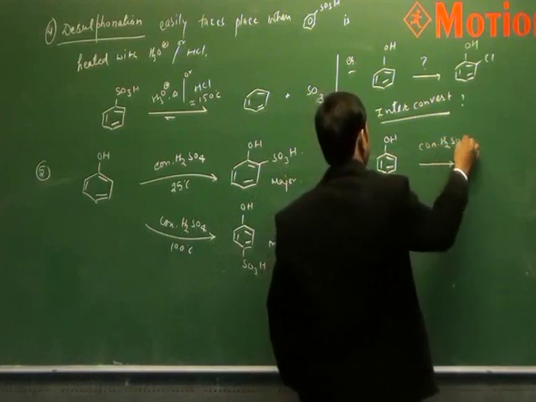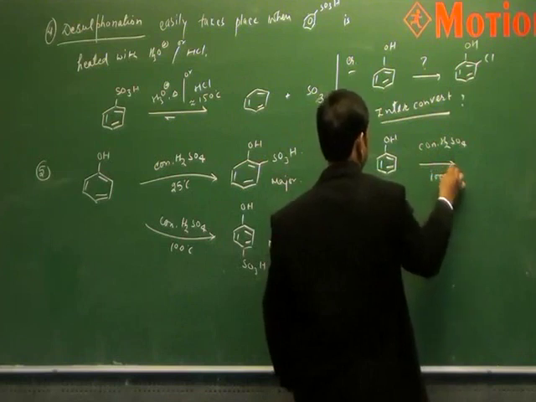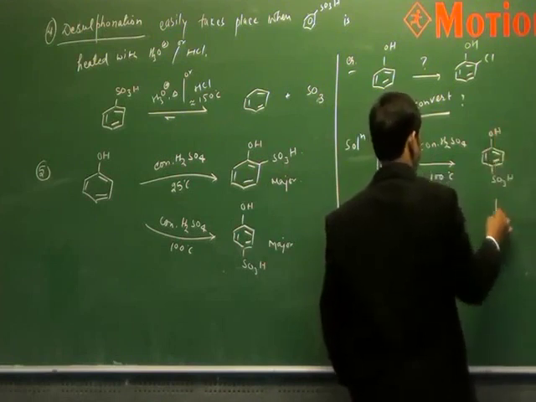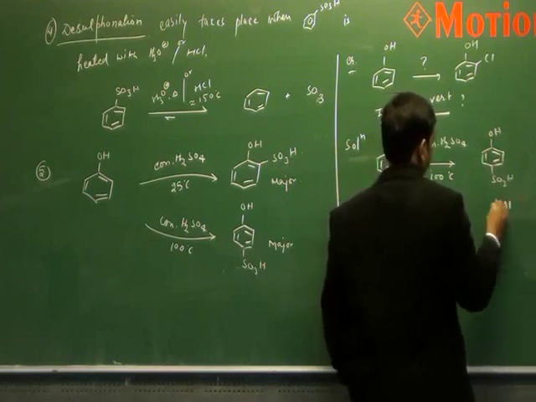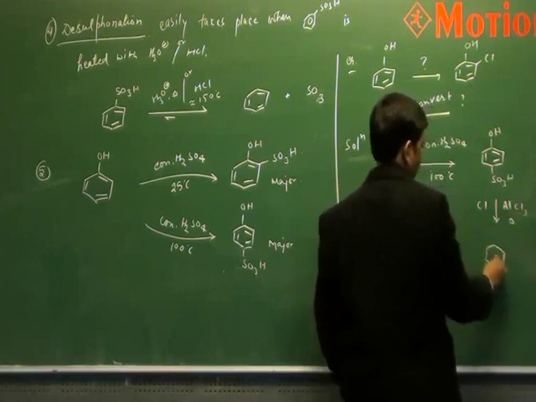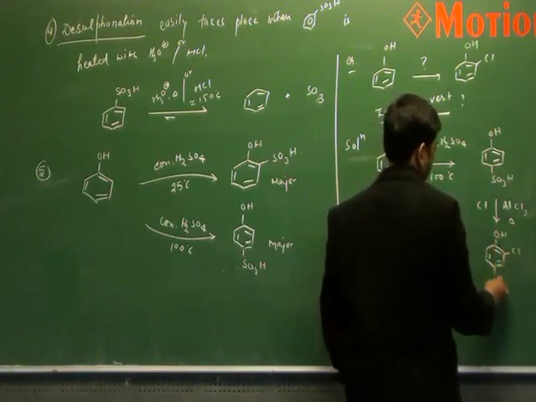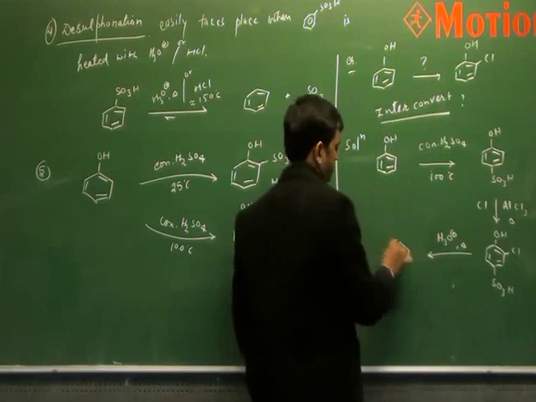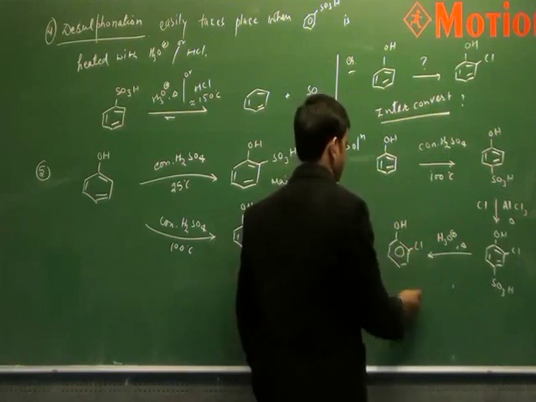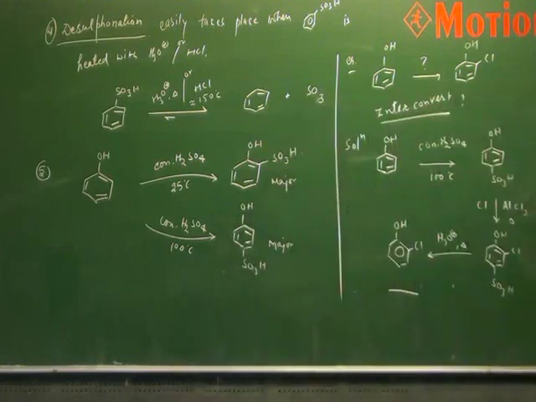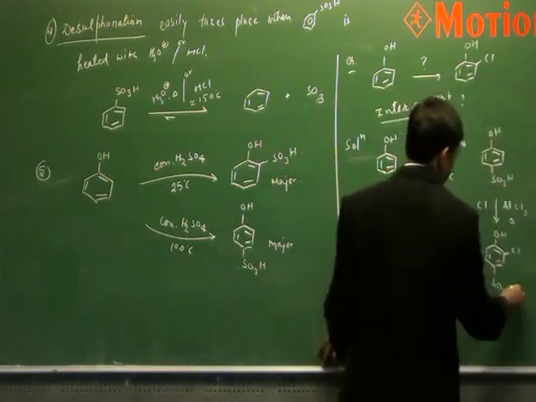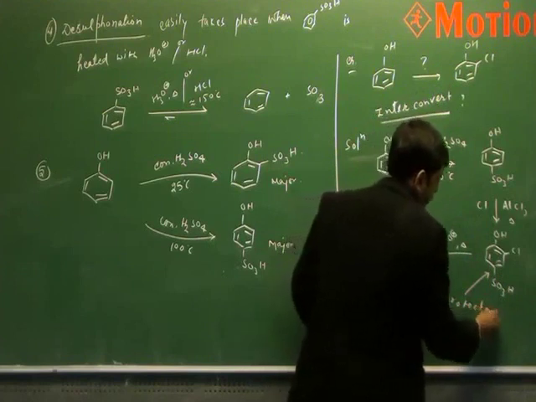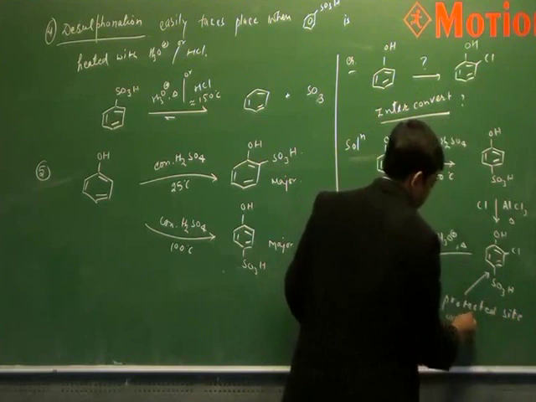That is concentrated H2SO4 at 100 degrees centigrade temperature. It gives the para sulfonated product. Now go for halogenation, AlCl3, Cl2. It gives orthochloro. Now desulfonation takes place when it is heated with H3O plus. Then desulfonation takes place and gives orthochlorophenol. So this is useful to protect the site, or block the site, with SO3H, that is the para site, the blocked site.